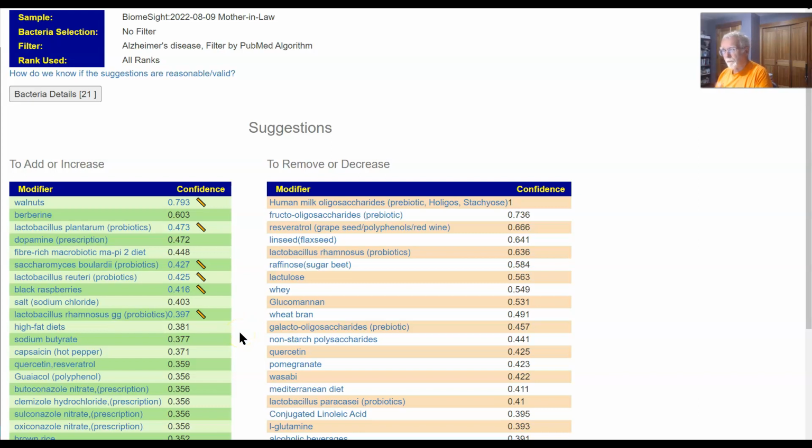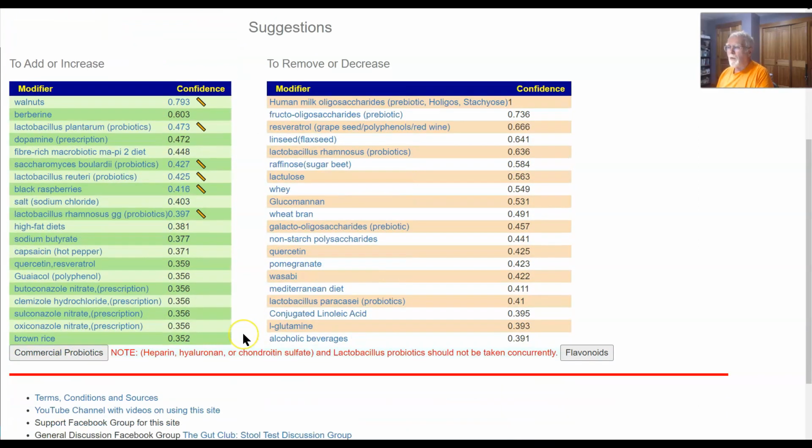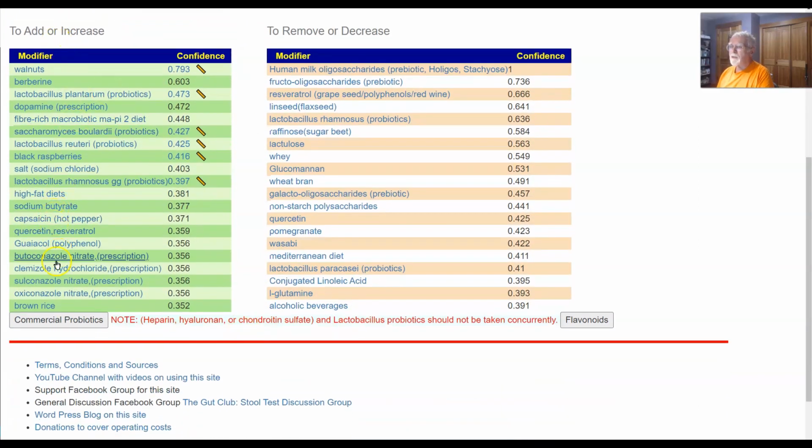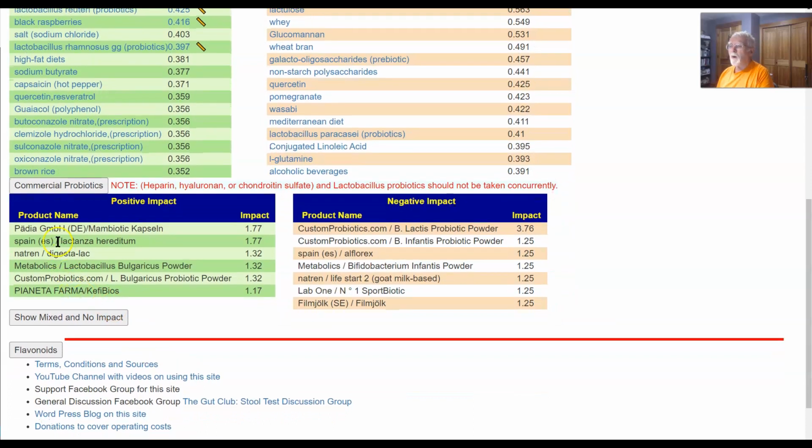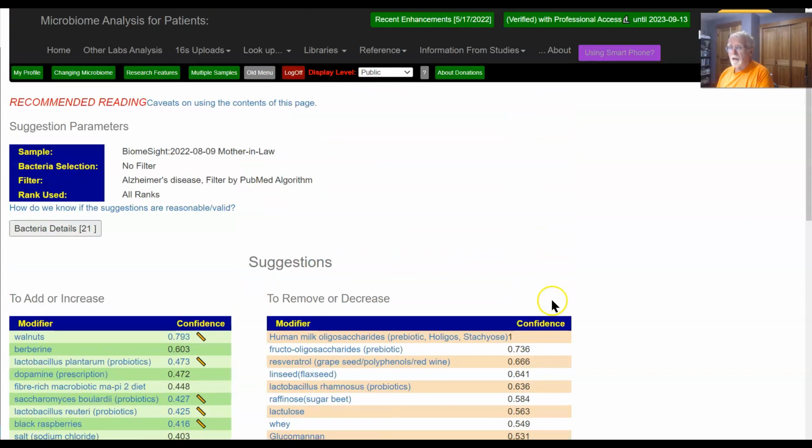They are somewhat agreeable, and we have things being listed, in some cases probiotics, and we even list out which commercial probiotics are good ones. We only have a small number in this case, and then mixed results and no impact, and then we have the ones which are to be avoided, as in they're predicted to have only negative impact.